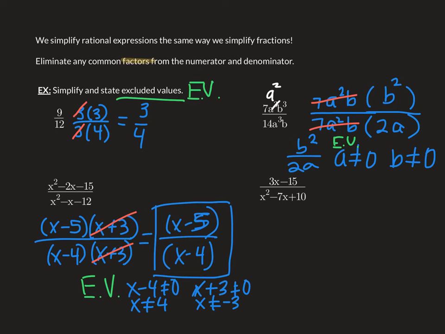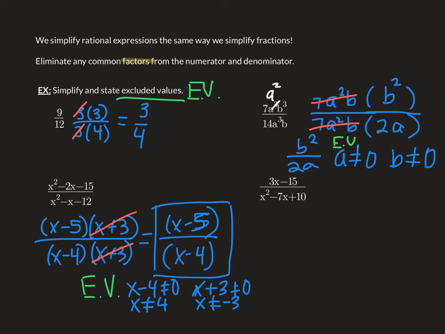How do we do? Okay, here's what I'd like you to do. Try this next problem: 3x minus 15 over x squared minus 7x plus 10. Pause the video and see if you can do it, and then we'll go through it together.